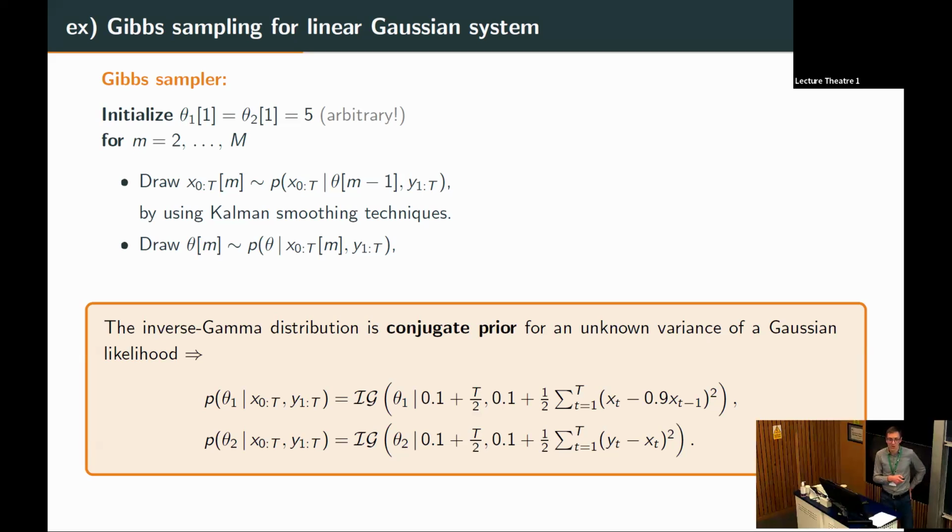Theta is hopefully a sufficiently low dimensional variable so that I could do that. But in this example, we can simulate exactly from their inverse gamma posteriors.